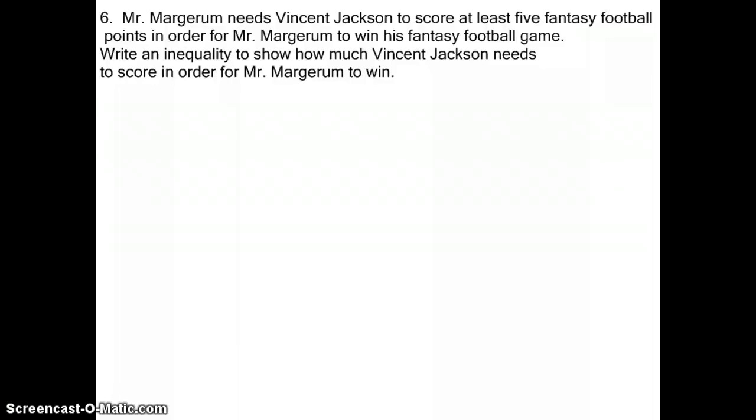Here's a nice one. This is actually a true story about one of the weeks in my fantasy football league. So make sure you read this question carefully and make sure you know what you're doing. And if you don't remember what an inequality is, make sure you know that, because you need to know what that means. Alright, go ahead and pause.